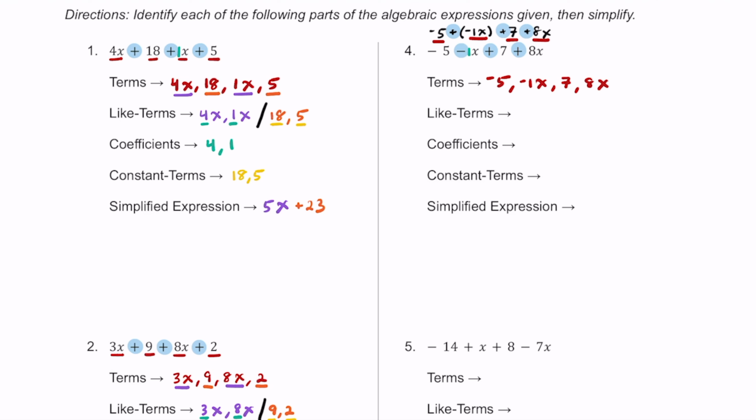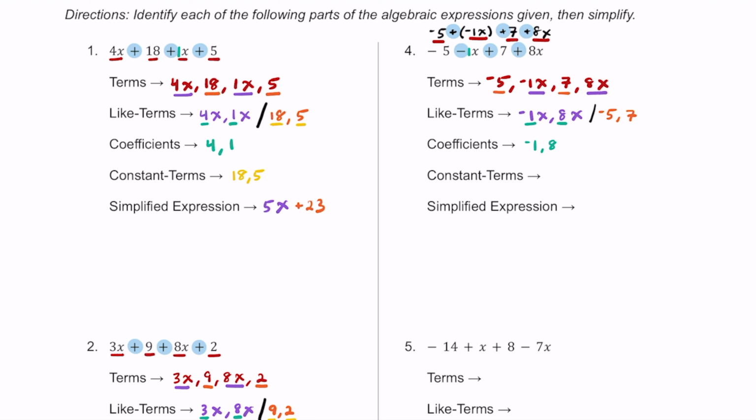Now, which ones are like each other? Well, it looks like this negative 1x and positive 8x, they're like each other because they both have x. So negative 1x, and then we have positive 8x. Go ahead and write those. What else are like each other? Well, it looks like this negative 5 and positive 7. Those are constants, so we go ahead and write those. Those are like each other. They're just normal numbers. Now for coefficients, we have negative 1 and positive 8. Those are the numbers that are multiplying by the variables.